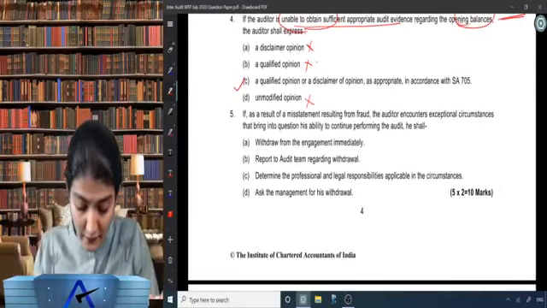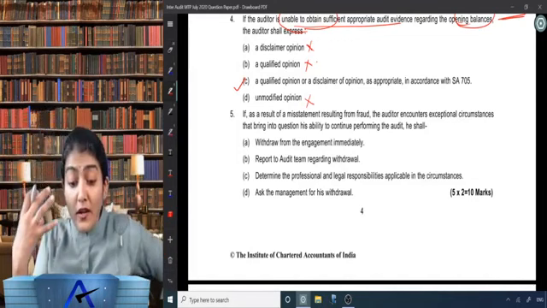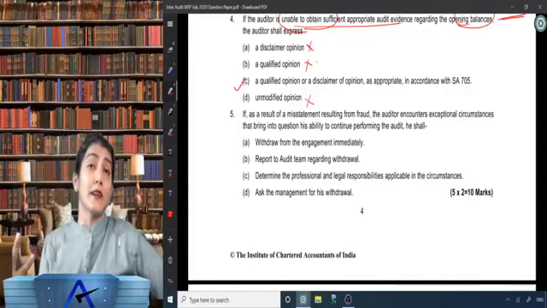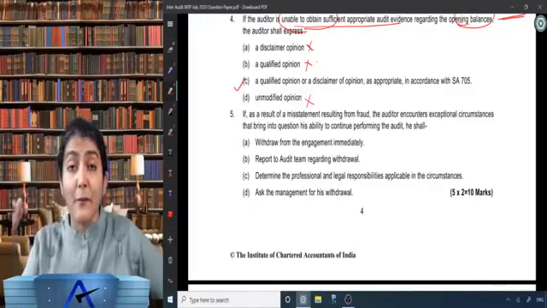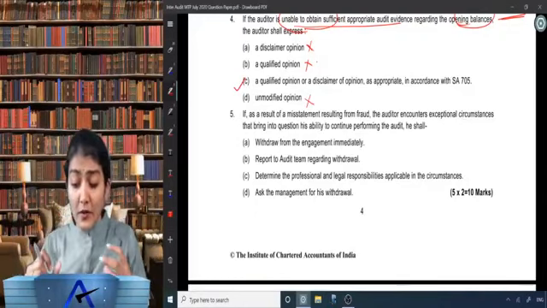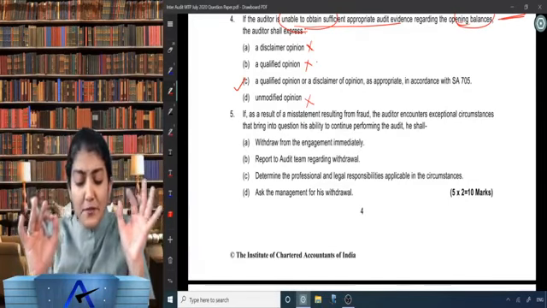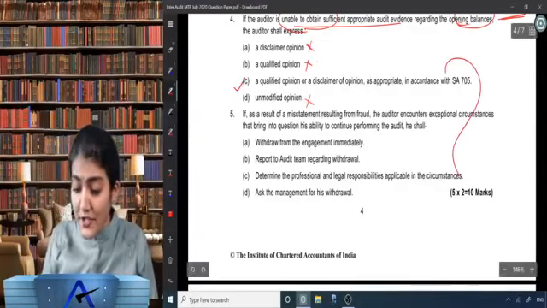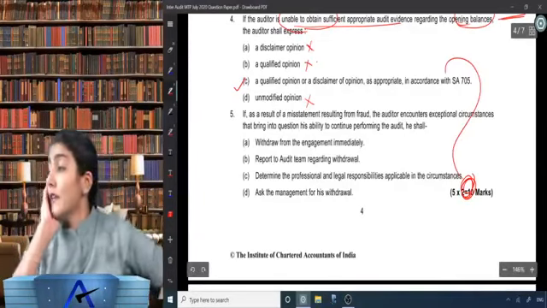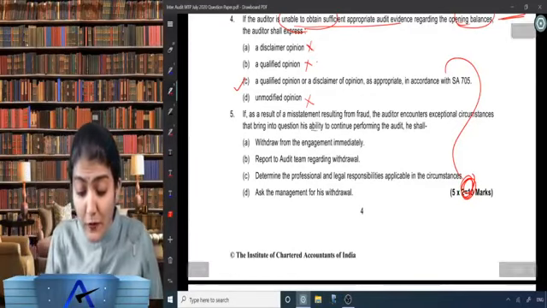Next one, fifth one, if as a result of misstatement resulting from fraud, we are talking about fraud. Yes, the auditor has come across some fraud. The auditor encounters exceptional circumstances. This is what we always discuss in the chapter of fraud and the SA 240 discussion. Now what to do? The client has fraud, that type of a situation. The auditor encounters exceptional circumstances that bring into question, the auditor says, now what to do? Bring into question the auditor's ability to continue performing the audit.